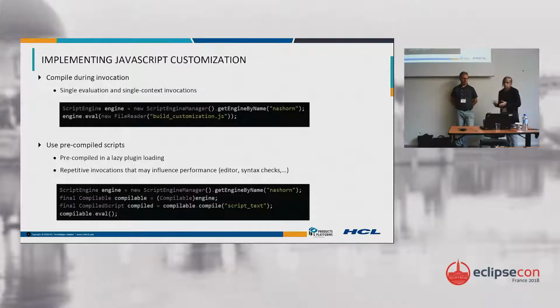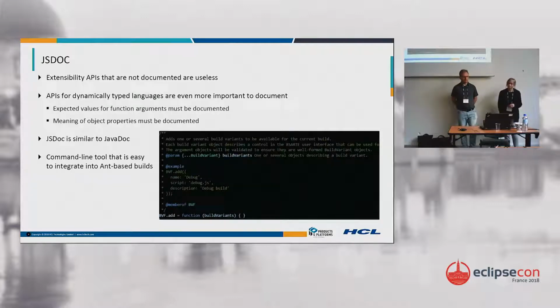So I think this is all you need to know if you just want to quickly start customizing. Yes, and also one important aspect, of course, if you use JavaScript customization, is that you have a means to document your APIs. For Java, we have used JavaDoc for a very long time. But what to do for JavaScript? If you don't document your extensibility APIs, no one will be able to use them. And for a dynamically typed language like JavaScript, I would argue that it's even more important that you have well-documented APIs, so that you specify, for example, expected values for function arguments, and that the meaning of object properties is clearly documented.